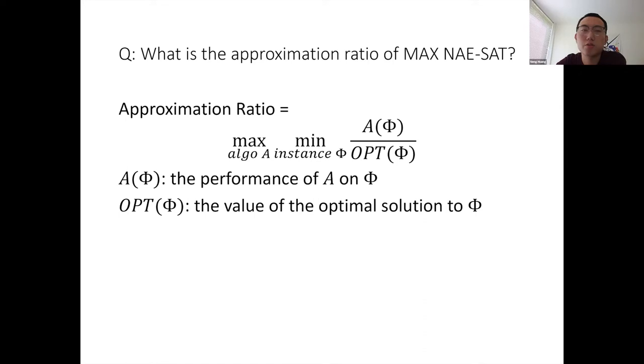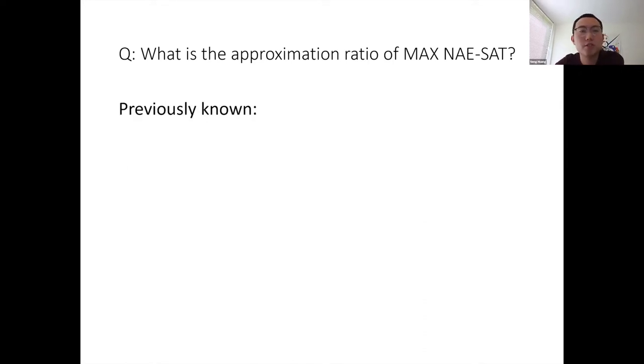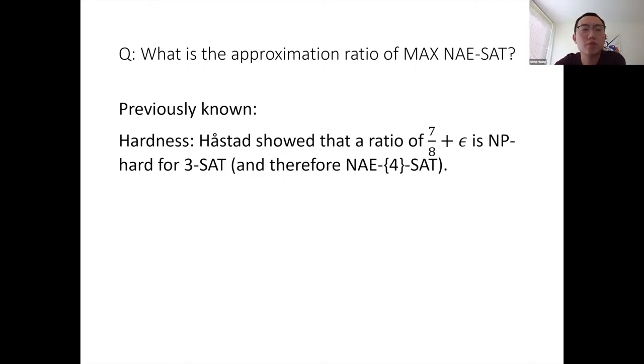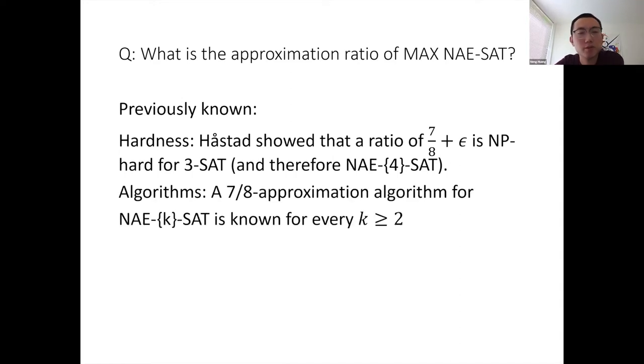So what do we know about this question? Previously, for hardness results, Håstad showed that a ratio of 7/8 plus epsilon is NP-hard for 3-SAT. And by our previous reduction, it's also hard for NAE-4-SAT. And NAE-4-SAT is a subproblem of Max NAE-SAT. So a ratio of 7/8 is essentially the best we can hope for Max NAE-SAT. But on the other hand, we actually know there's a 7/8 approximation algorithm for every individual clause length.